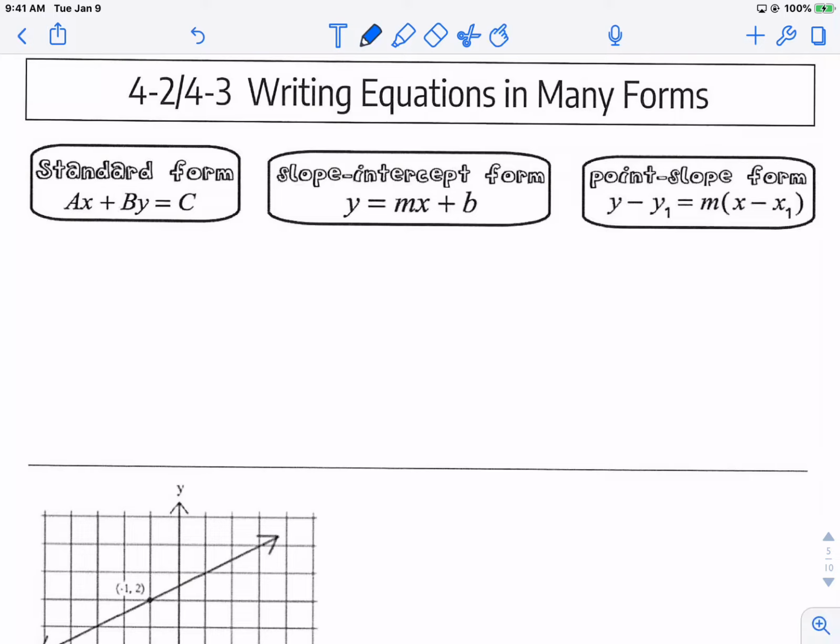This is the lesson video for 4.2 and 4.3. You're going to start writing equations in some of the different forms we've already learned and some new forms. We've learned standard form before, we've seen it. We do know that the A, the B, and the C are just numbers that get put into the equation. But they have to be not decimals and not fractions in standard form.